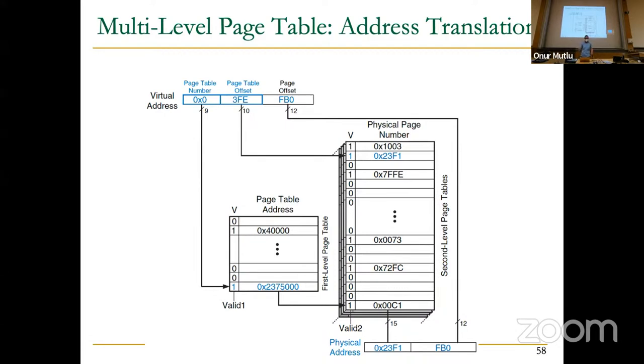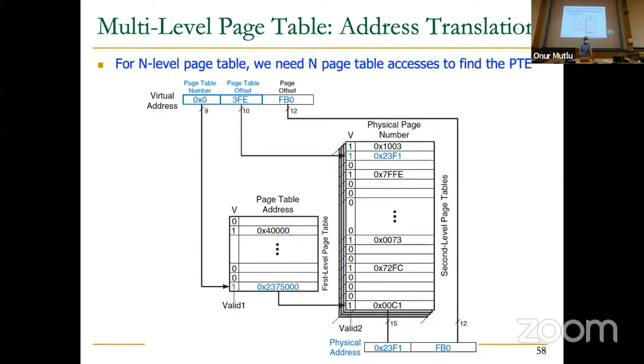So now to be able to do one memory access to this physical memory, I have to do one memory access to get the base address of my second level page table, and then another memory access to get my page table entry that is needed for the translation. So now one memory access that we want to do became 3 memory accesses, right? Doesn't sound very good, but we solved the problem of the size of the page table.